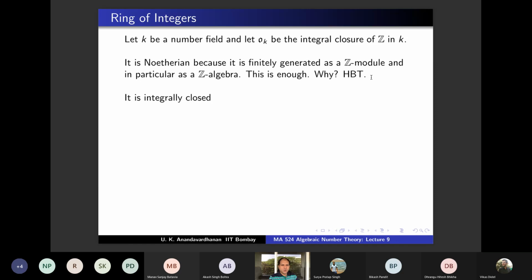And O_K is integrally closed. A ring of integers is integrally closed. So what is there to show? By integrally closed, I mean that in its quotient field, it is integrally closed. It is integrally closed over Z is clear because by definition it is the integral closure of Z in K. But what I need to show is that it's integrally closed in its quotient field.